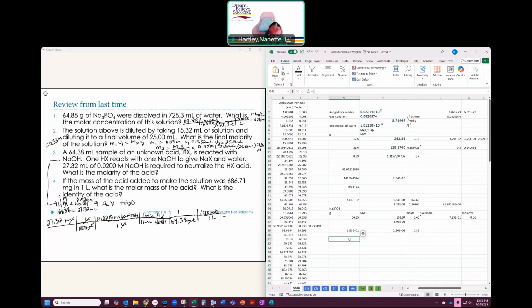I like to do things in Excel, so I type equals 27.32 divided by 1,000 times 0.020 divided by 64.38 times 1,000. I know I'm multiplying and dividing by 1,000, so I really don't have to do that, but my head explodes if I don't. So there we go. And when I do that, I end up with 0.0085.